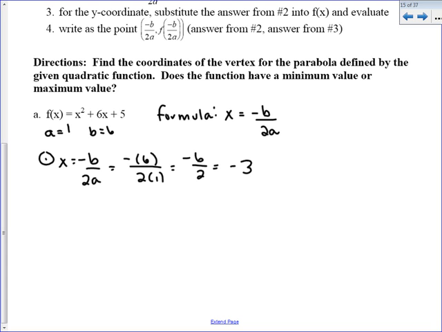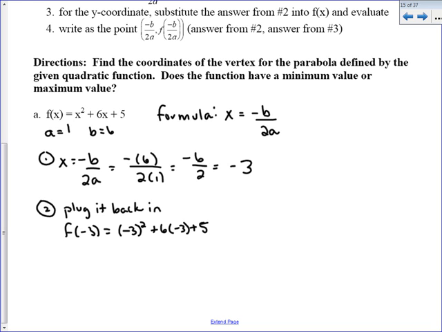Now, the vertex is a point. So this is just half of a point. This is just the x half of a point. I also need the y half of the point. To find the second half, all we have to do is plug it back in. I'm going to go back to my original function, and everywhere I had an x, I'm going to replace it with negative 3. So to find the y value, we take our x value and substitute it back in. We're looking at f of negative 3. We're just going to take all of the x's and replace them with negative 3's.